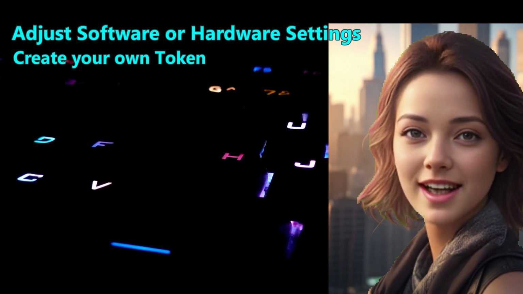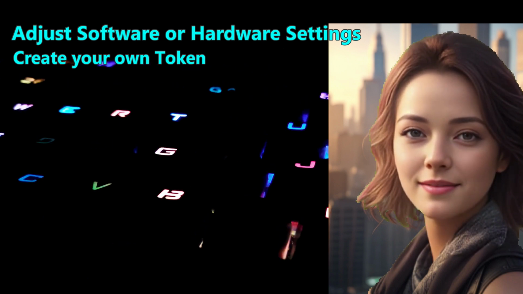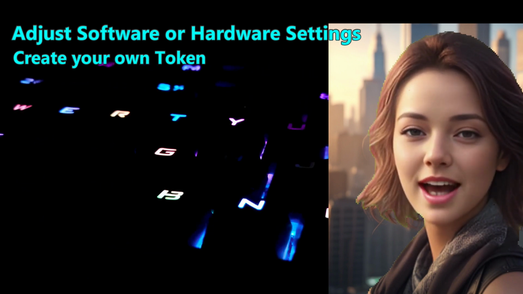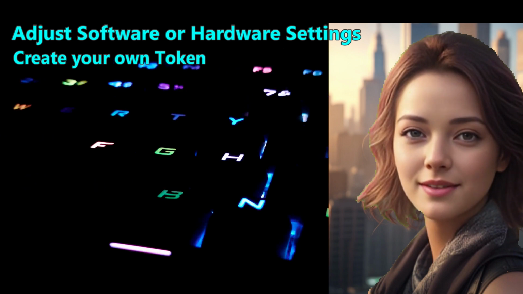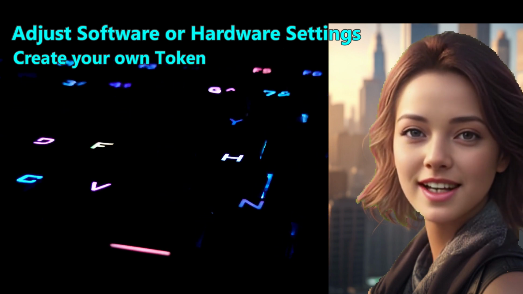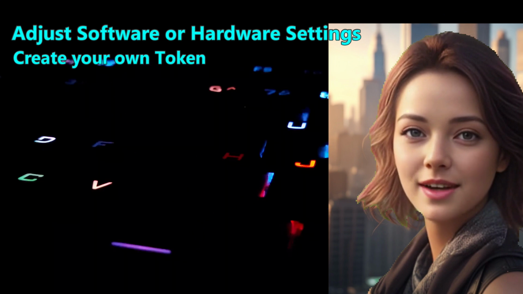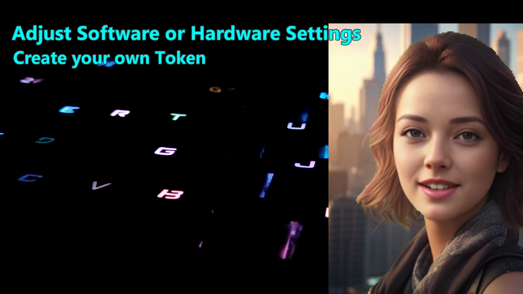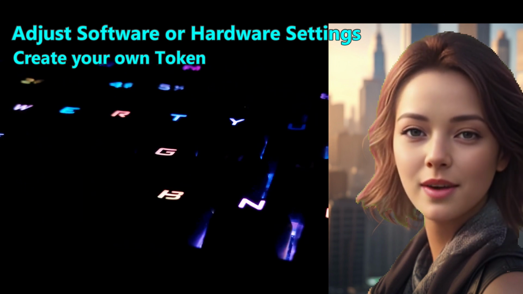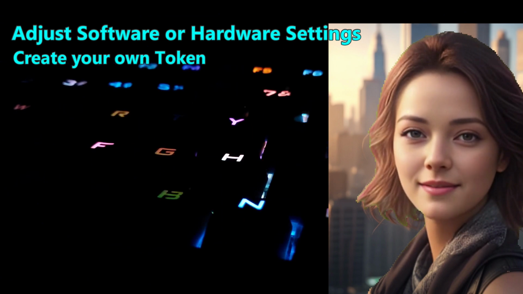Create your own token. If you wish to create your own token, you can use platforms like Ethereum or Binance Smart Chain to create a smart contract for your token. Define the token's name, symbol, supply, and add any additional features you want to include.